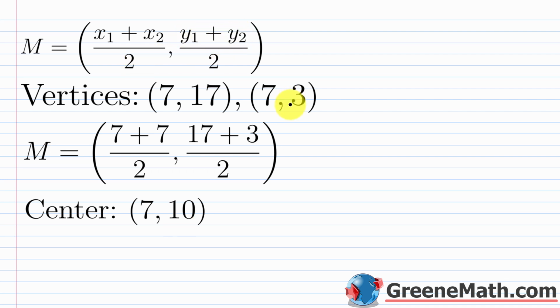So just use your vertices. Again, if you want to use the foci, that would work as well. Also, some problems will give you the covertices. You can use those as well. So for the vertices, again, you have 7 comma 17 and then 7 comma 3. So you could say that this is x sub 1, y sub 1, this is x sub 2, y sub 2.